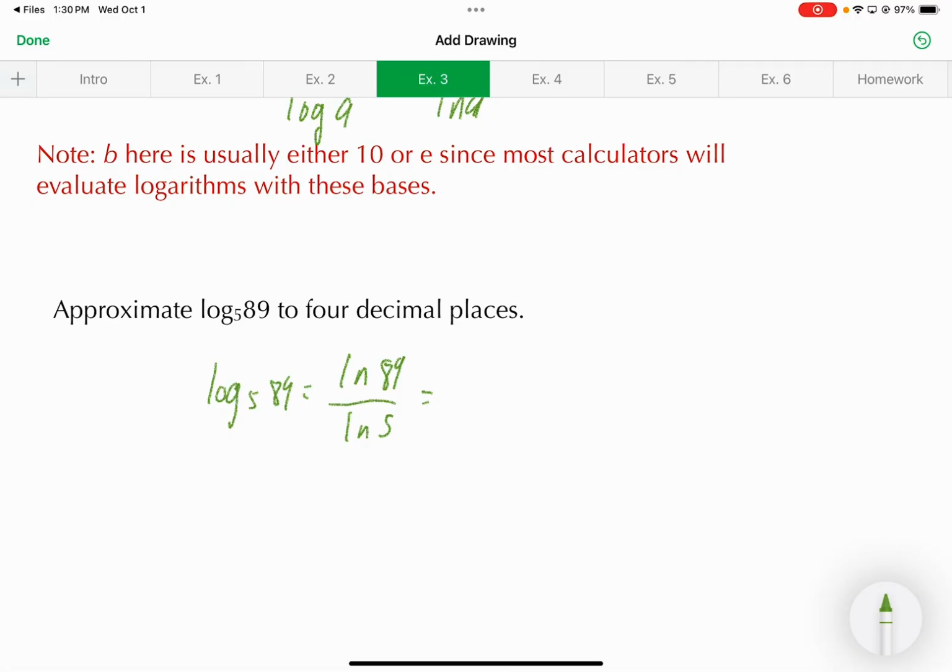Calculator warriors, I need you to compute that for me. 2.7889. Verified? Yep. Super. Okay, cool. All right, questions there? Change of base.